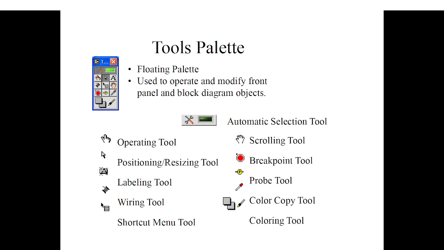Next one, tool palette. The tool palette, also named the floating palette, is used to operate and modify front panel and block diagram objects. These are some examples of tool palettes. First one is the operating tool, positioning and resizing tool, labeling tool, wiring tool, shortcut menu tool, automatic selection tool, scrolling tool, breakpoint tool, probe tool, color copying tool and coloring tool. This tool palette helps on both the front panel and the diagram panel.